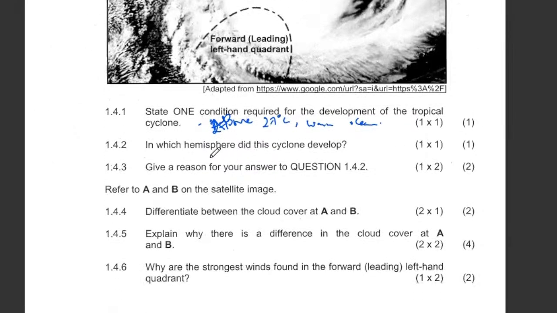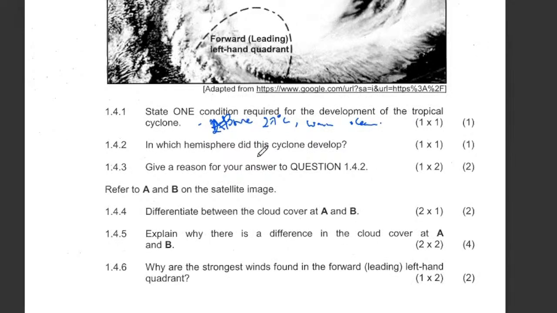Here is one condition that is required for the development of a tropical cyclone. We know that temperatures must be above 27 degrees C. One mark, the temperatures above 27 degrees C. Also look at the warm ocean, and at continuous condensation. All those are conditions. We just need one.